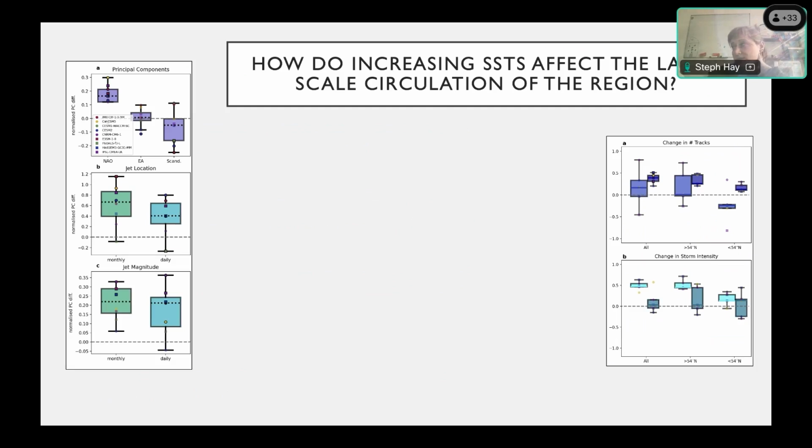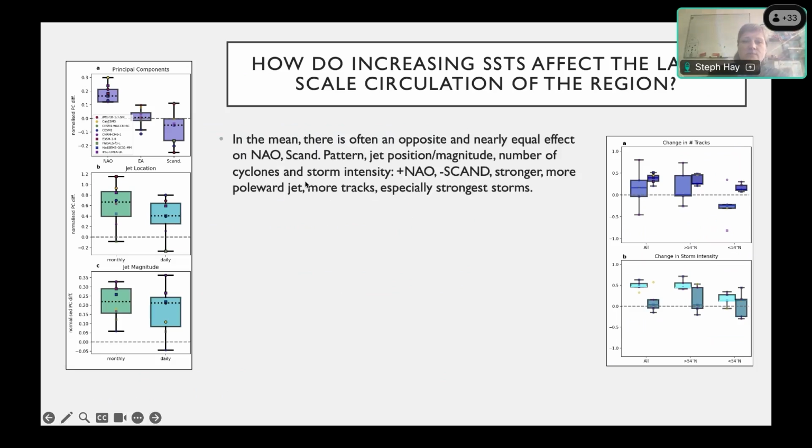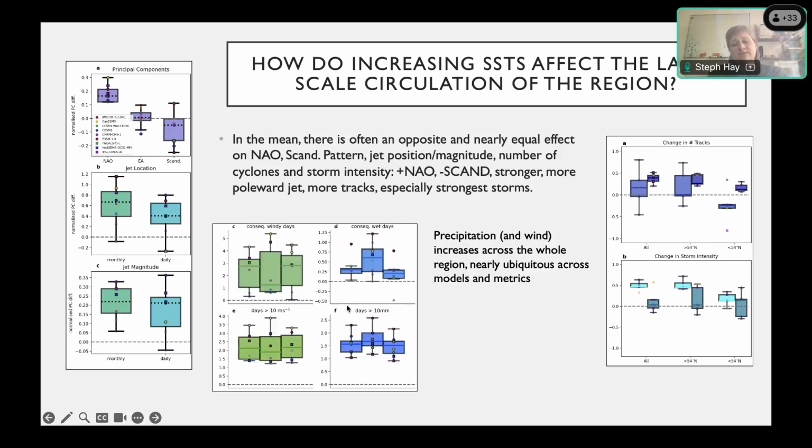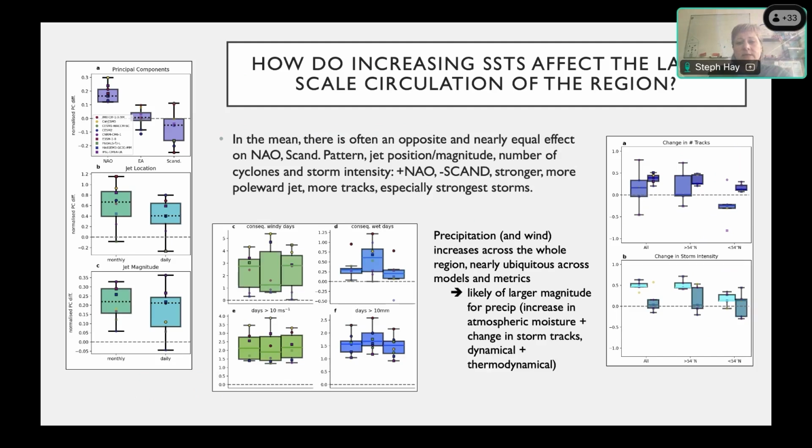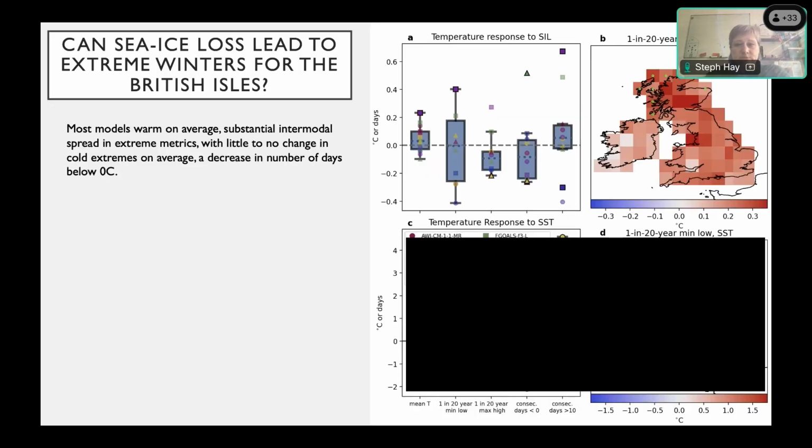Right, so I showed you all that sea ice loss stuff. So what happens in response for the rest of the global warming experiment? Over global warming, you actually have this almost opposite response. So this positive Scandinavian pattern, positive NAO, negative Scandinavian pattern, a more poleward jet, more storms crossing the region, and in particular, more strong storms. We see something really similar for the precipitation and wind, where it increases across the region as a whole, where it would decrease in response to sea ice loss. So yeah, these things sort of cancel each other out.